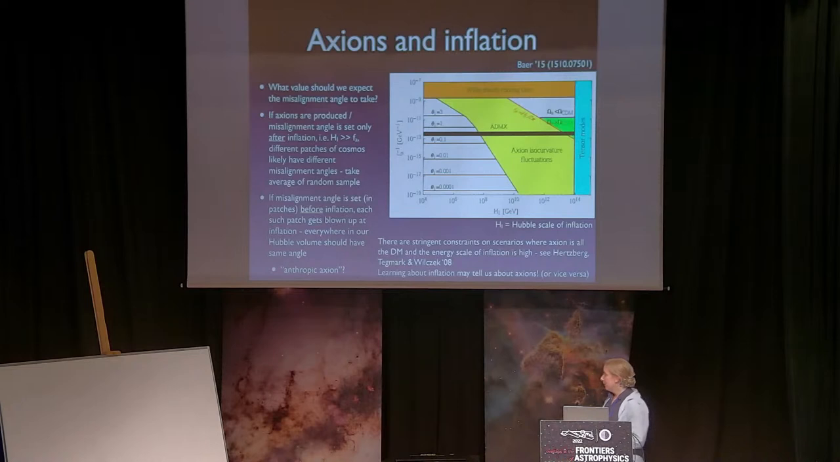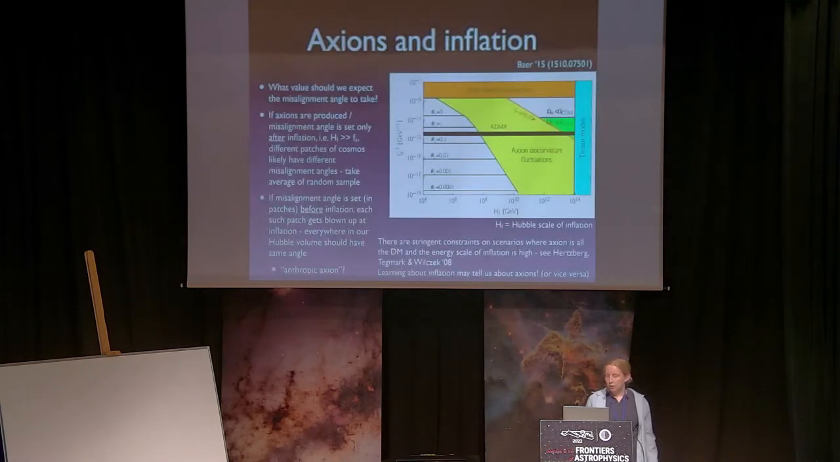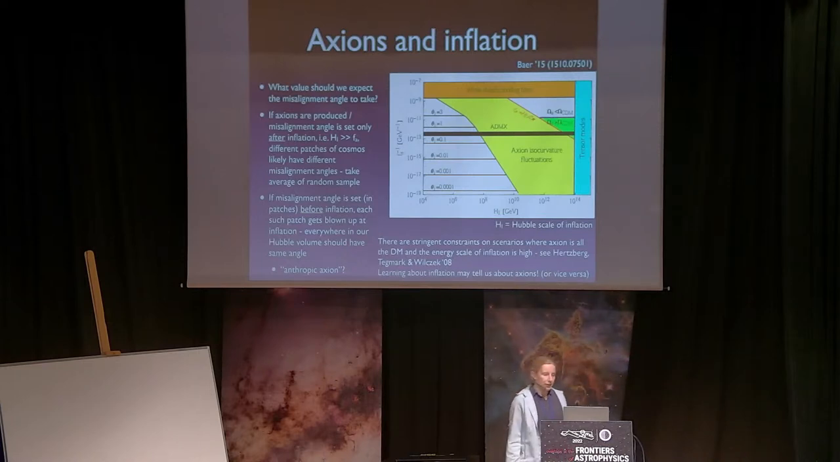Okay, before I say a little bit about that, let me just say a bit about what value we might expect this misalignment angle to take. Because this calculation, you need to be a bit careful, but at least at this level, when you're just thinking about the uniform axion field, it is a completely doable calculation. So before we launch into that, let's just say a bit what value we might expect this misalignment angle to take.